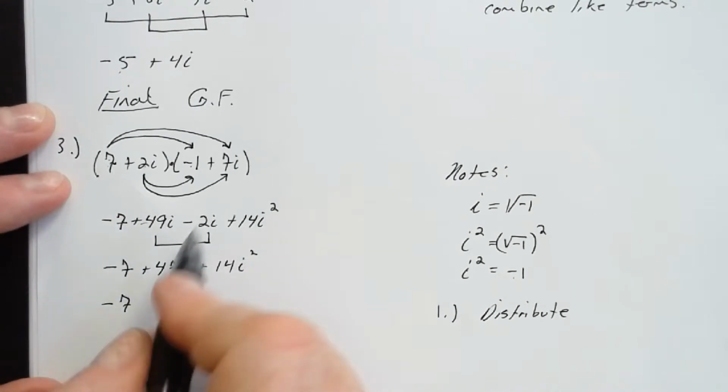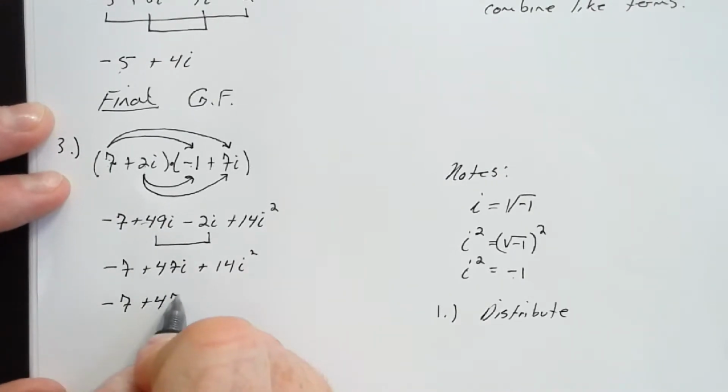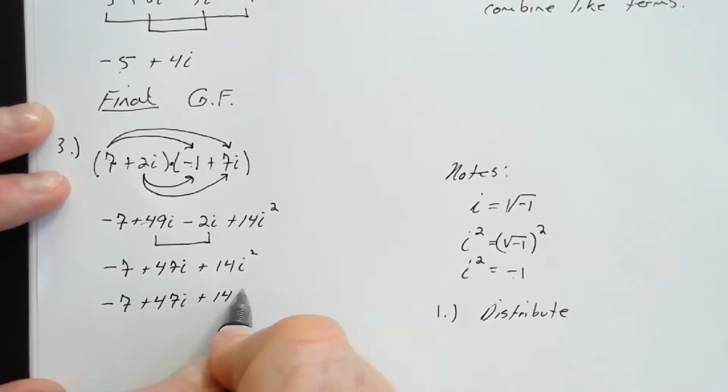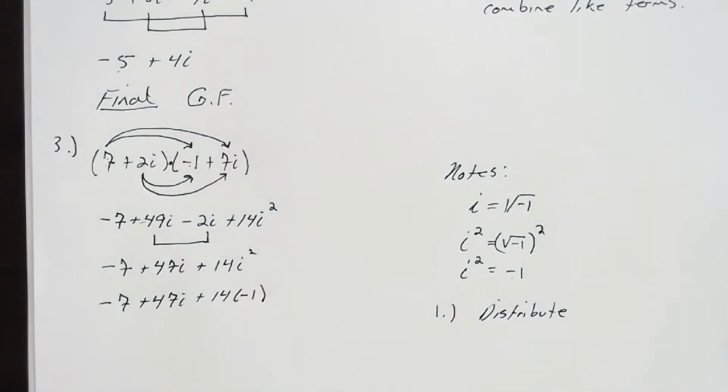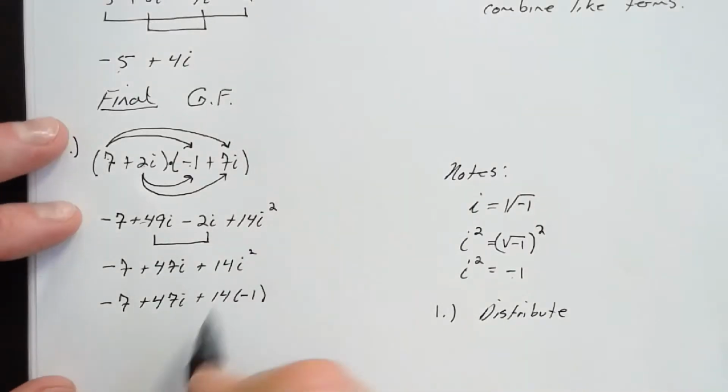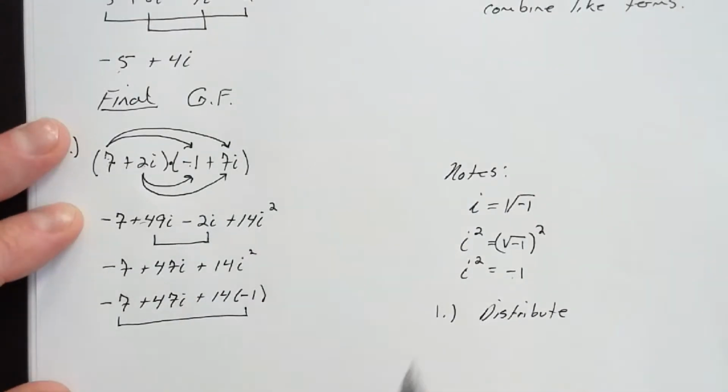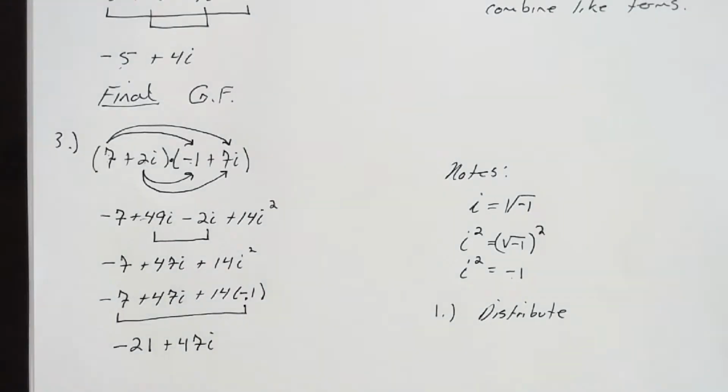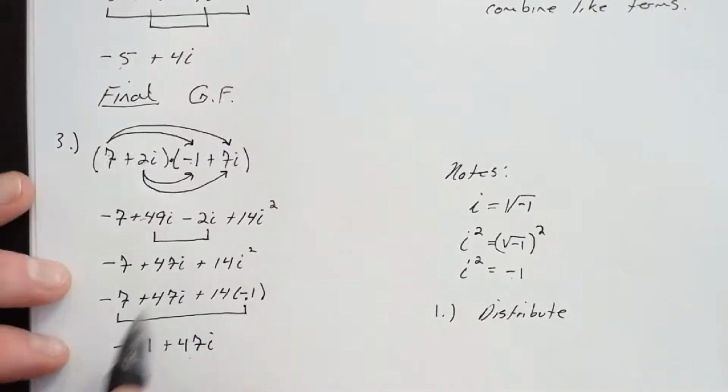So -7 plus 14 times -1. And now we can combine those like terms because we got rid of the i squared. And so we have -7, and a positive 14 times -1 is just a -14. And so this is going to be -21. So -21 plus 47i. Is this in general form? Then we're done.